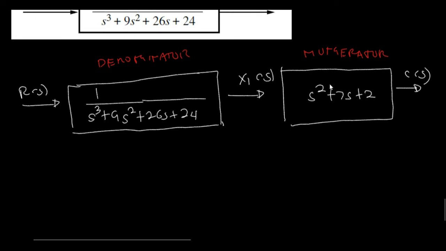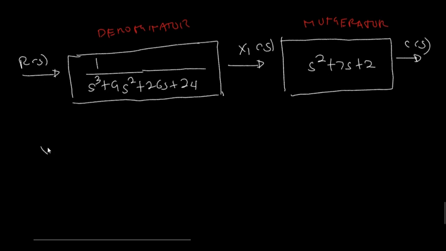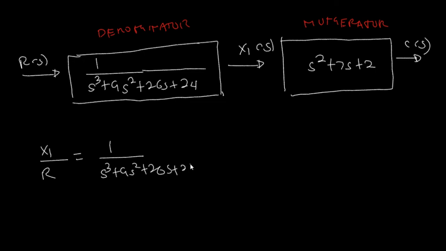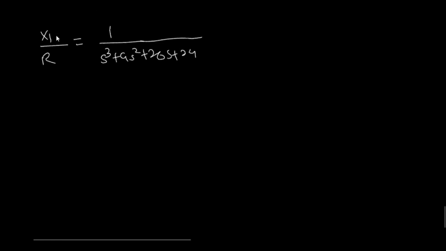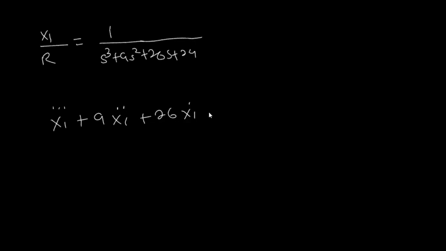So sa denominator, same pa rin yung process, x1 over r equals 1 over s cubed plus 9s squared plus 26s plus 24. And then cross multiply natin and i-inverse Laplace transform natin. Pero diretso na natin, no? Shortcut na natin. So s cubed, so x1 triple dot plus 9 x1 double dot plus 26 x1 dot plus 24 x1 equals r. Okay?